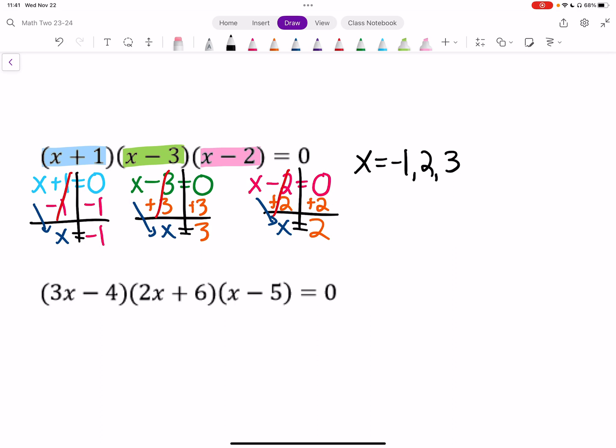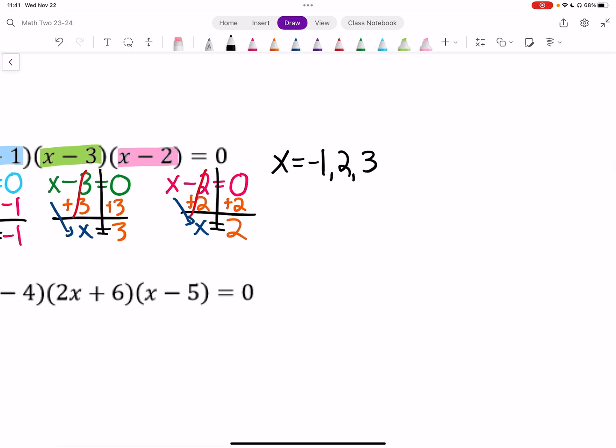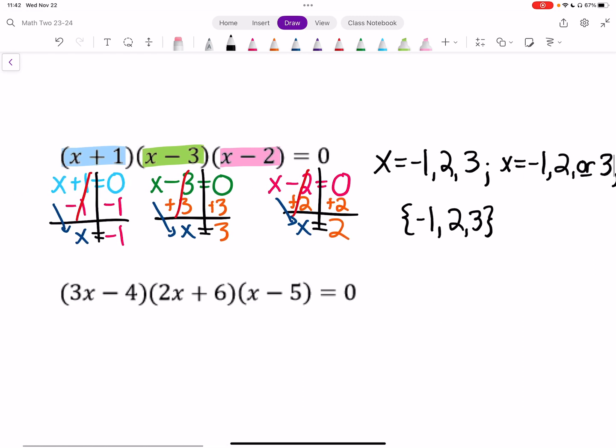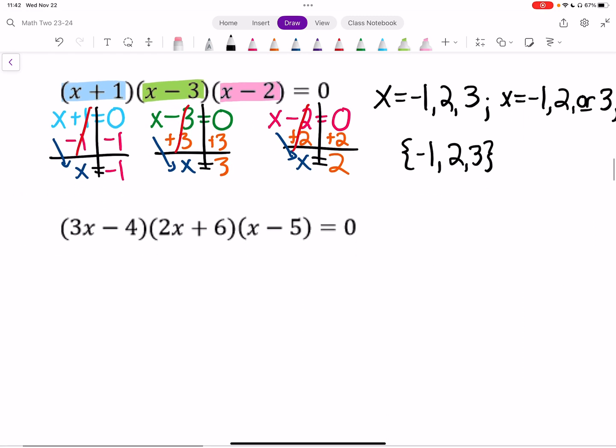This one would require a little more writing if we actually write our solution out in different ways. So we would say x equals -1, 2, or 3. Or -1 or 2 or 3. And then finally we could use the braces. The braces are nice when you have multiple solutions. -1, 2, or 3.